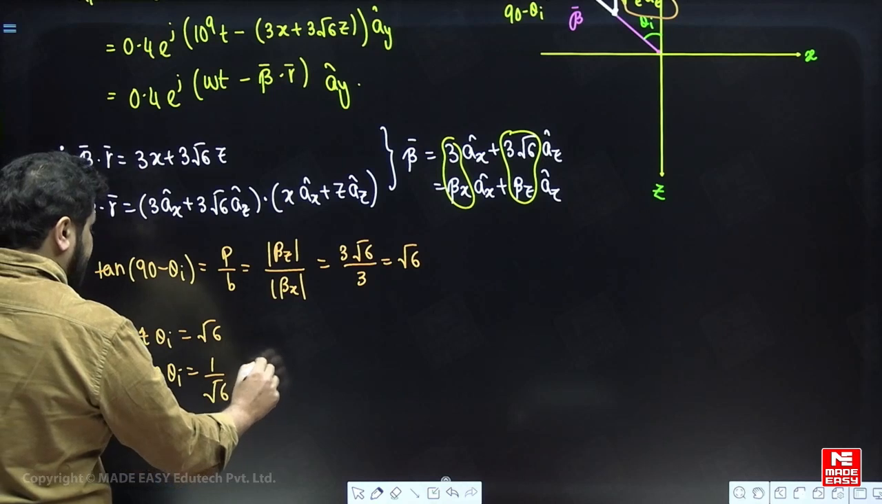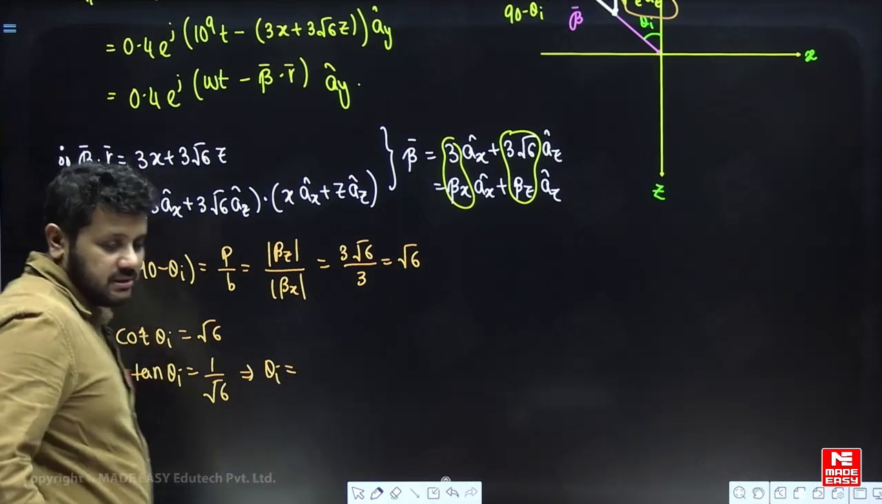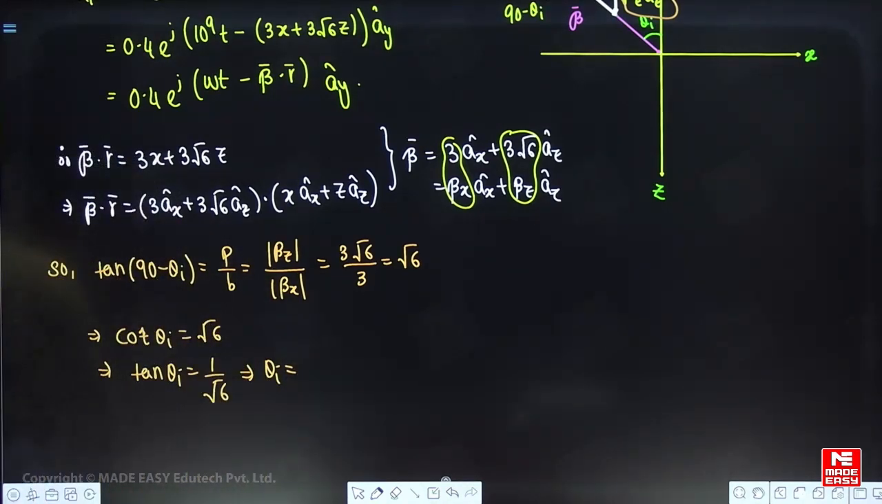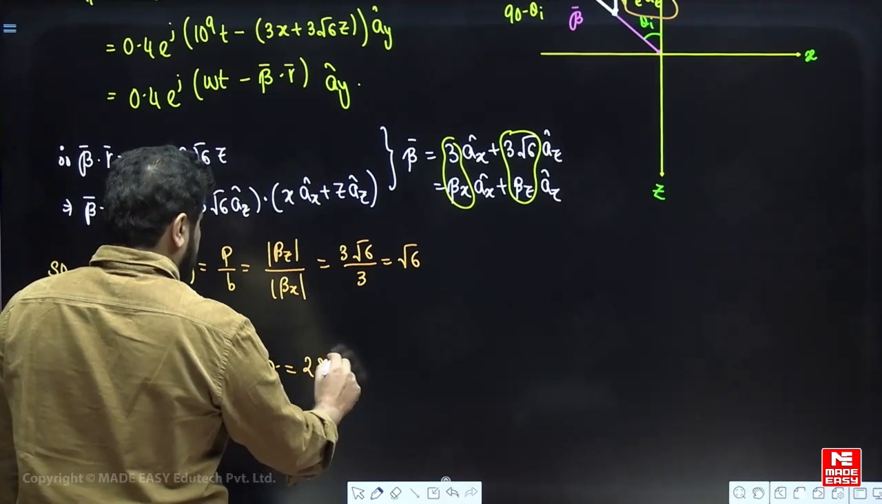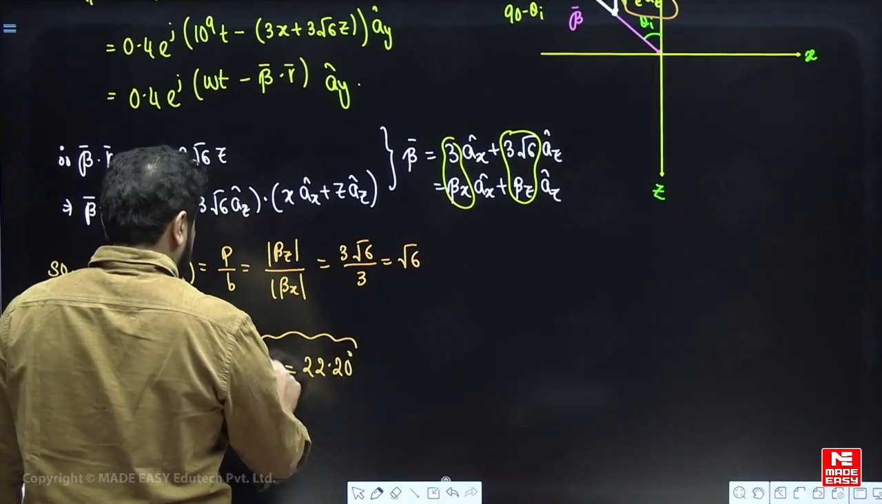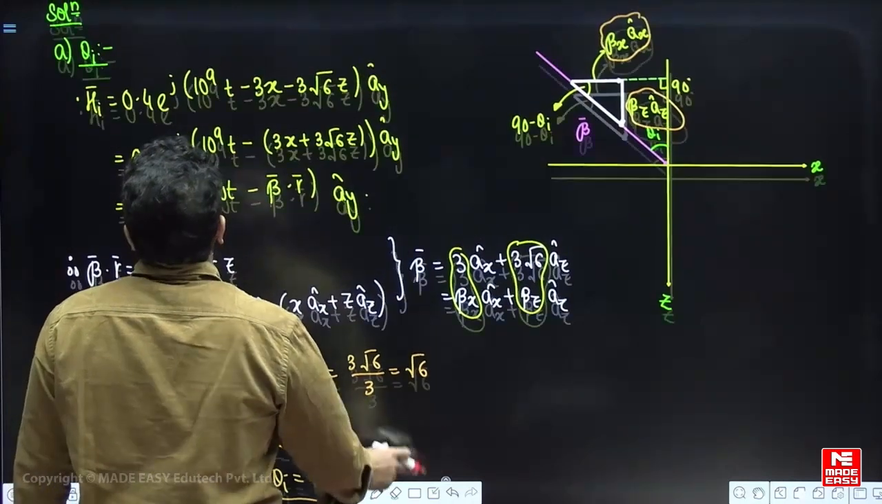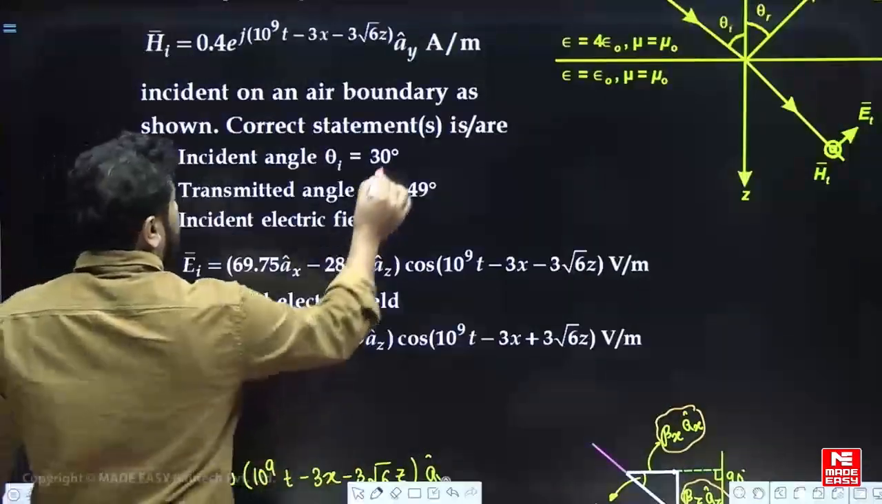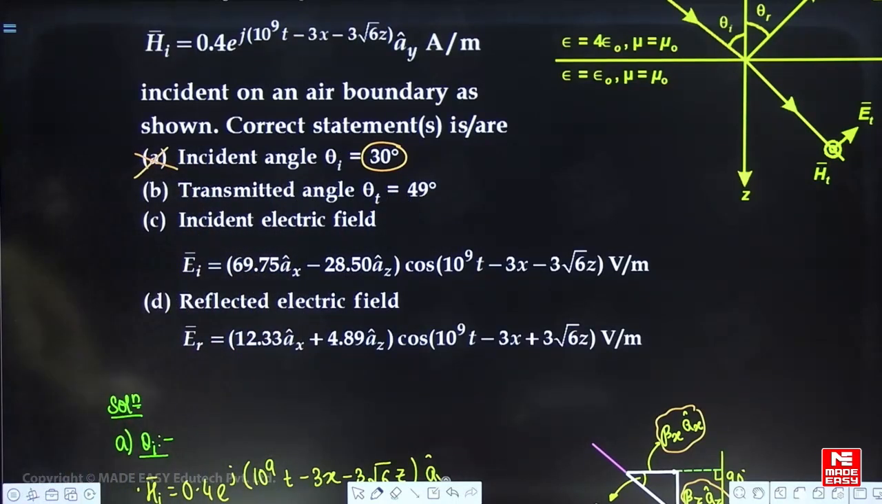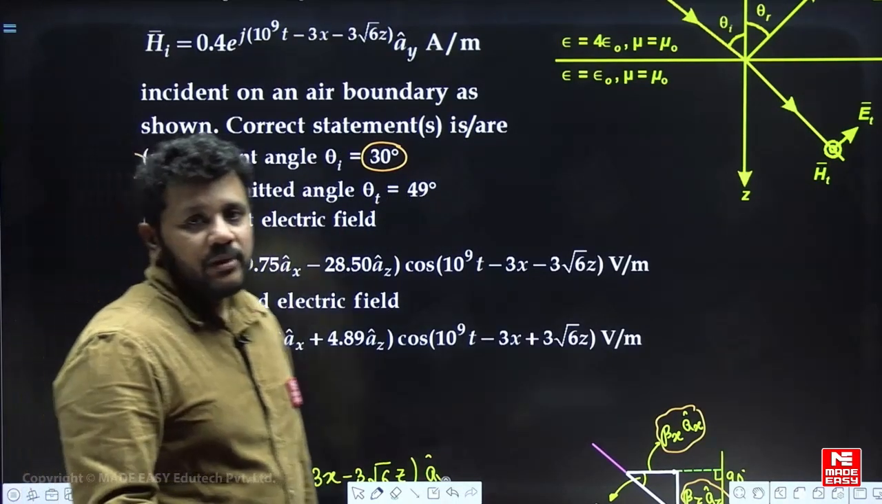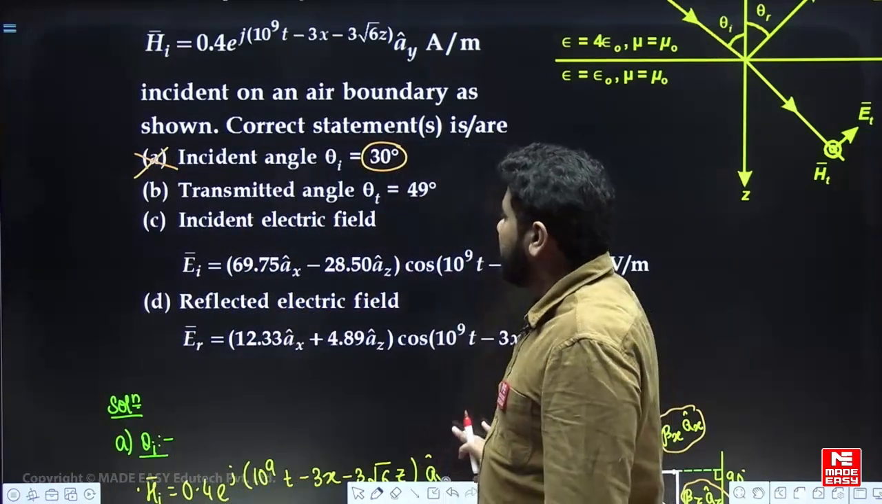From here I can directly find the value of theta I. Let us use the calculator to get the value. This is tan inverse of 1 divided by √6. I am getting 22.20 degrees. 22.20 degrees should be the correct answer. Let us see whether option A is correct or wrong. Option A is given as 30 degrees. That means it is absolutely wrong, so it cannot be the answer, because I am getting 22.20 degrees.